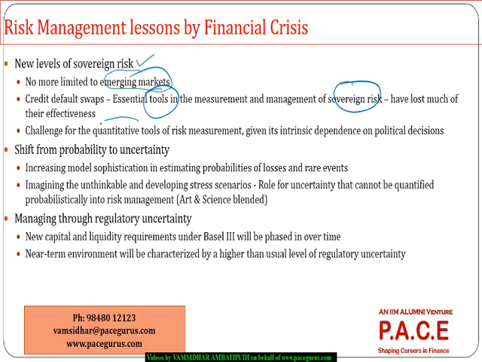And this is where a challenge comes for different quantitative tools of the risk measurement, where the loopholes will come with the different quantitative tools of the risk measurement, because there has to be a lot of dependence on the political decisions that are taken at the country level. So there is a new way that we need to start looking at the sovereign risk. This is one more improvement that is expected out of the financial crisis.